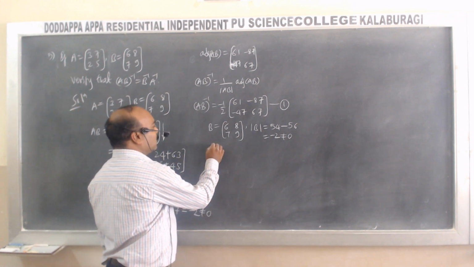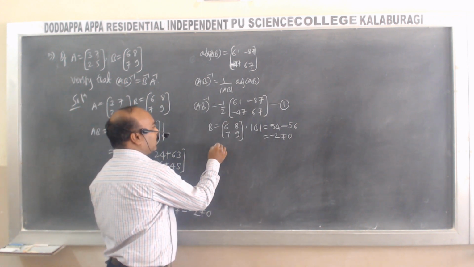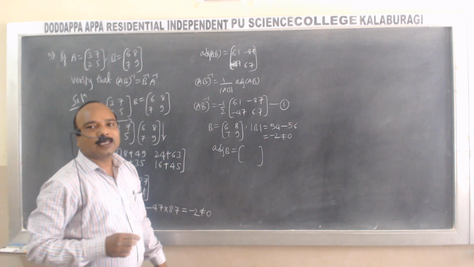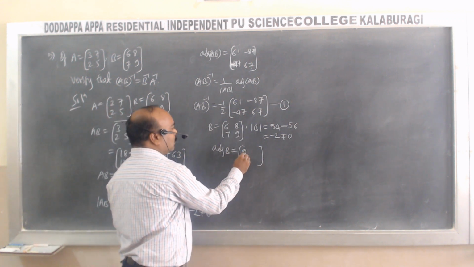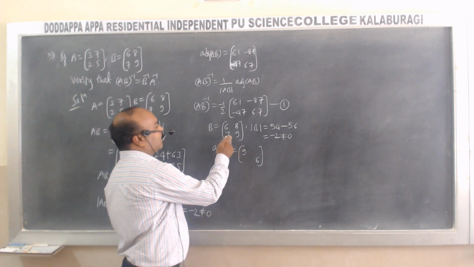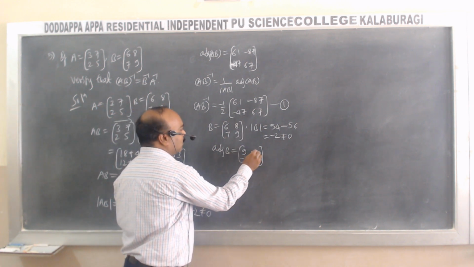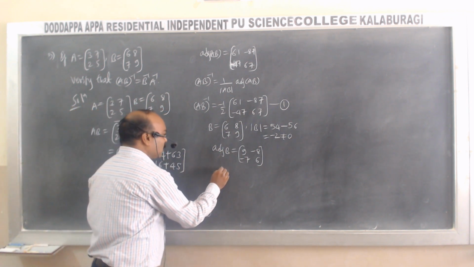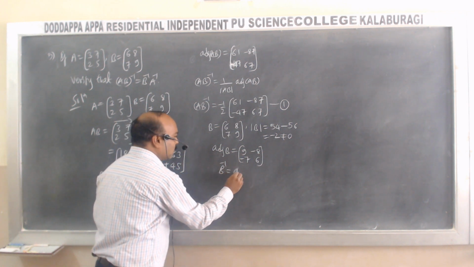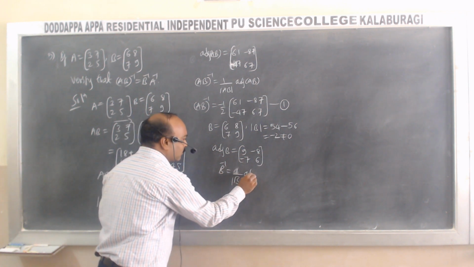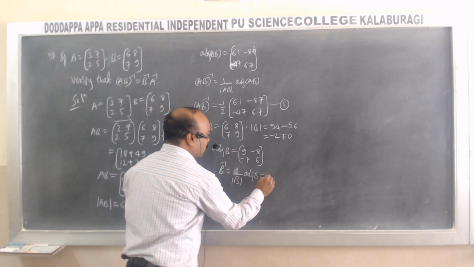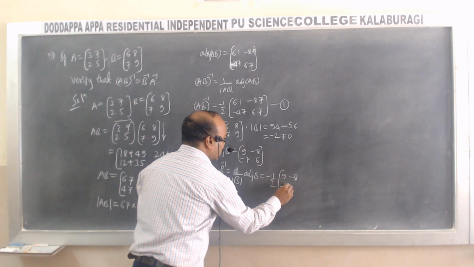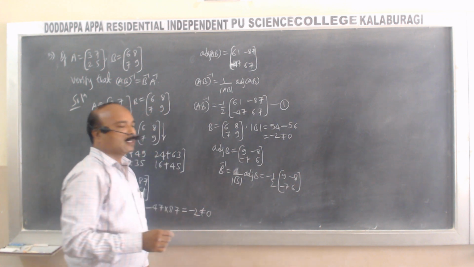Then we find the inverse of B. For that we need the adjoint of B. The adjoint of B is given by the direct method. Change of diagonal elements, 6, 9 changes to 9, 6. Change of sign of non-diagonal elements, it is minus 7, minus 8. Now it is the adjoint of B. Then the inverse of B is given by 1 by determinant of B into adjoint of B. It is minus 1 by 2 into [9 minus 8; minus 7 6]. It is the inverse of B.